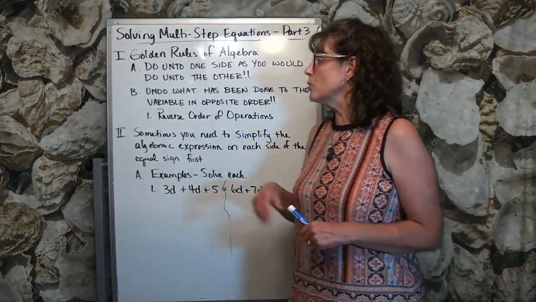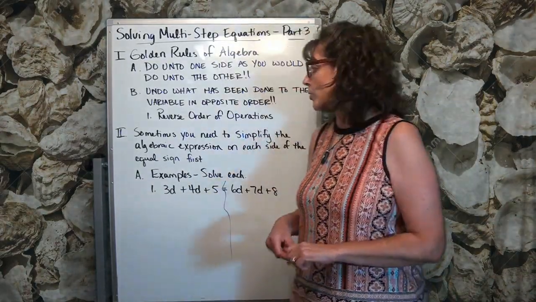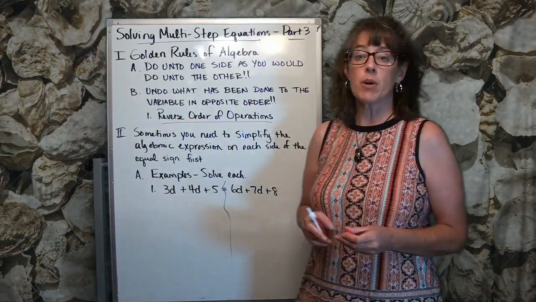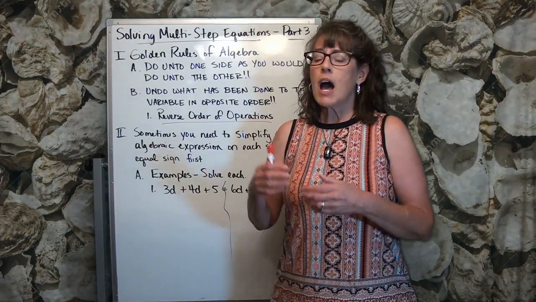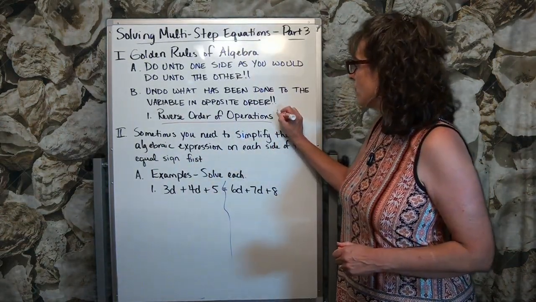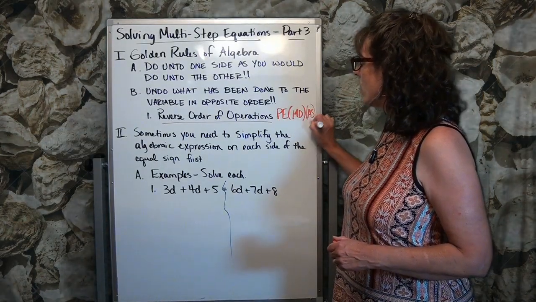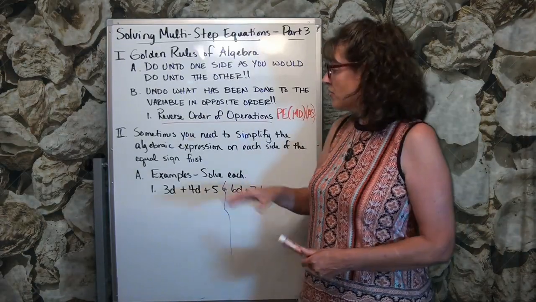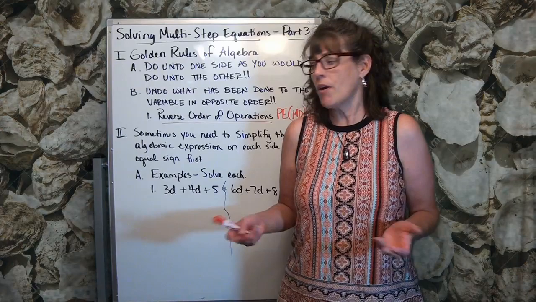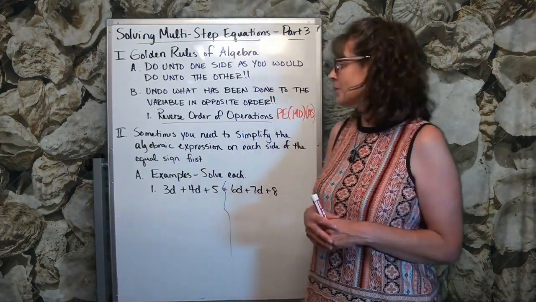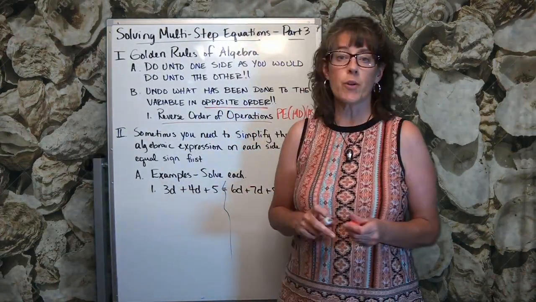The second of those golden rules is that you are going to undo what has been done to that variable in opposite order. In other words, you're going to reverse those order of operations. You're going to say, okay, if I knew what that variable was, then I would follow proper order of operations, I would follow that PEMDAS, but I don't know what that variable is, so I have to work backwards to get it. That's why you have to reverse your order of operations, working backwards to figure out, okay, what is that number that I can plug in and create true? So you're going to undo what has been done to that variable in opposite order.